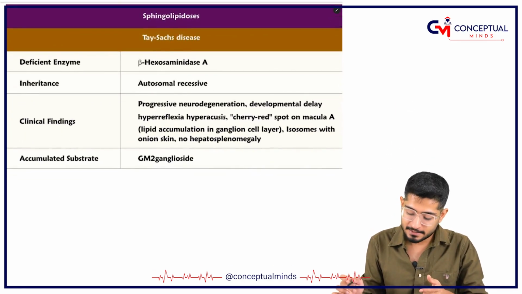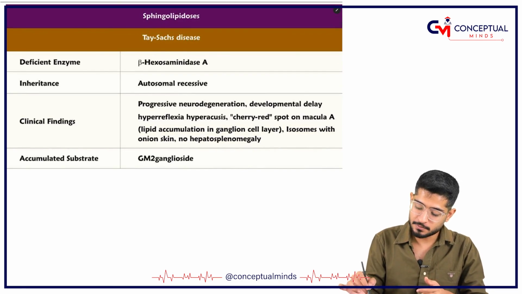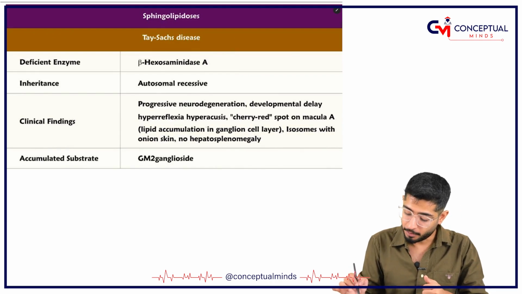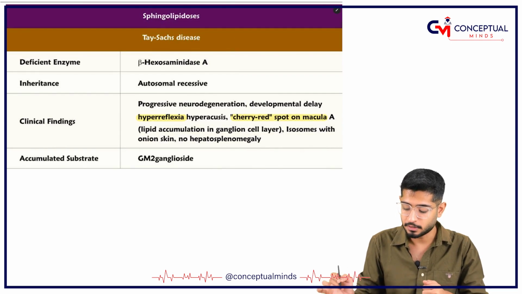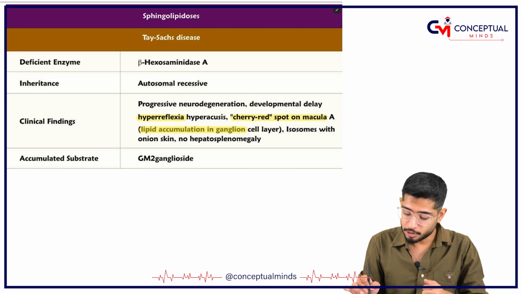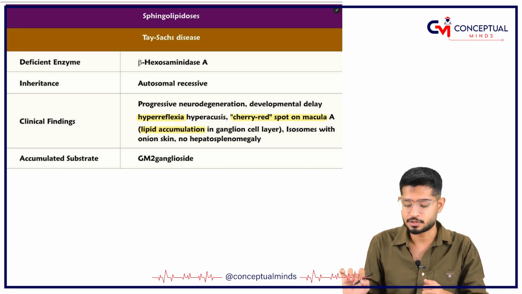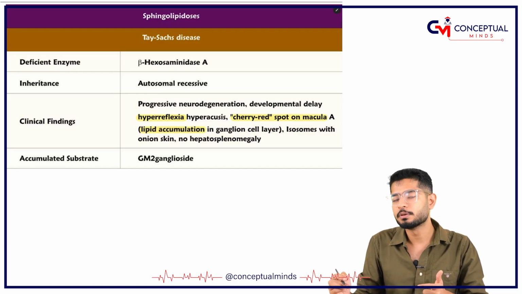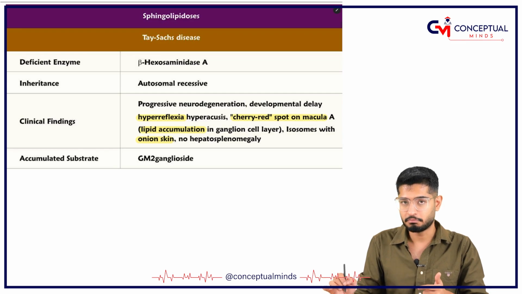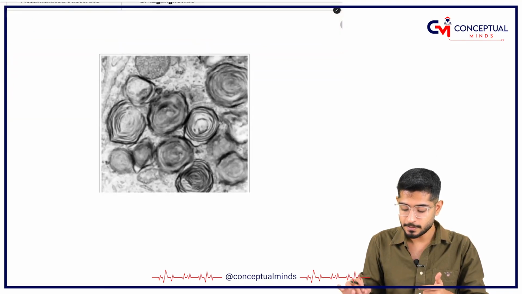Coming on to Tay-Sachs disease, I have told you already, hexosaminidase deficiency, autosomal recessive. Now Tay-Sachs is important because there is hyperreflexia and cherry red spots on the macula. Why cherry red spots? Because the lipids accumulate in the ganglion cell layer of the retina. And of course there is an onion skin appearance. Of course there is no hepatomegaly.